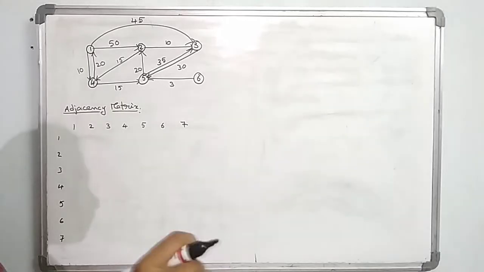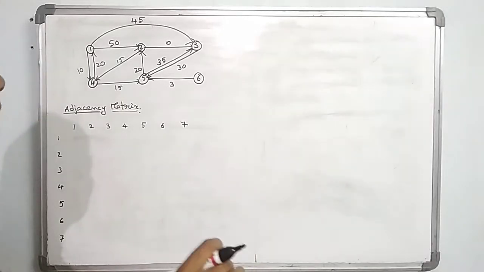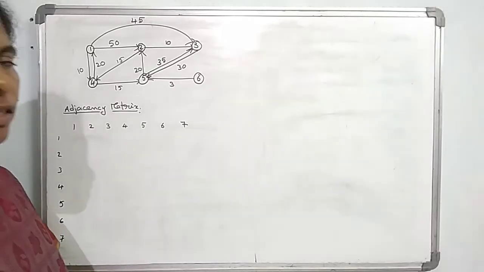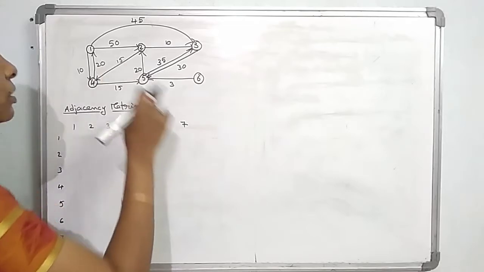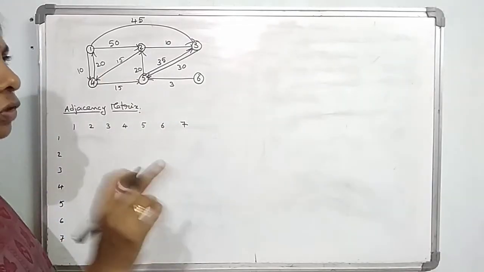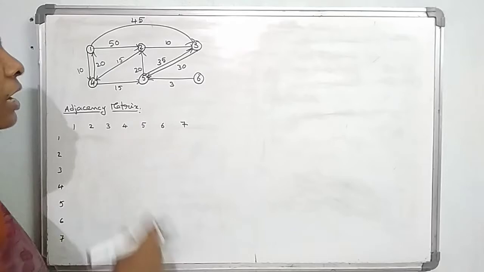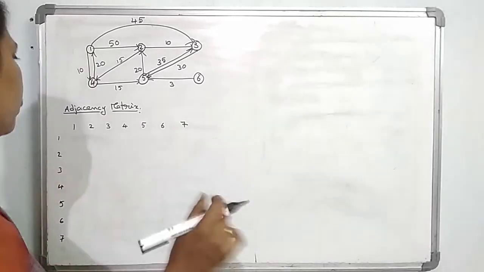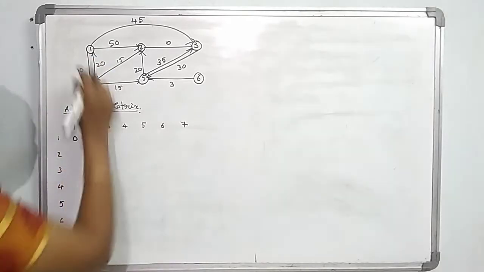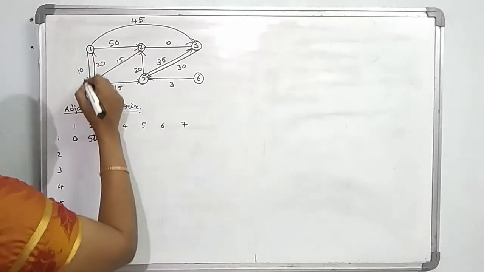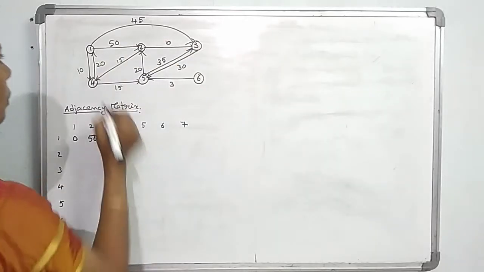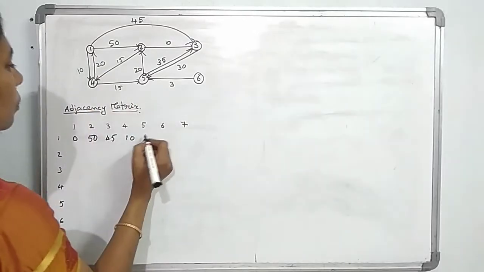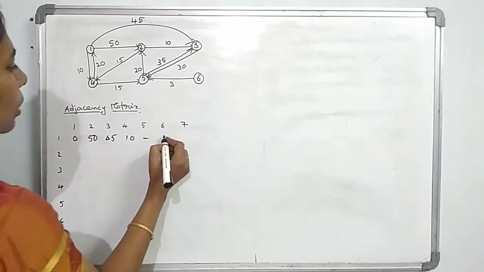If you want to find the shortest path, first of all you can find the adjacency matrix. What comes from the adjacency matrix? The adjacency matrix means if there is any connection from one node to another node, then you take the cost. Otherwise, you leave it. From the same node to the same node, the cost is 0. That means 1 to 1 is 0, 1 to 2 is 50, 1 to 3 is 45, 1 to 4 is 10, 1 to 5 there is no path, and 1 to 6 we do not have any path.